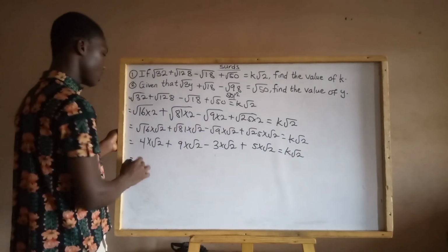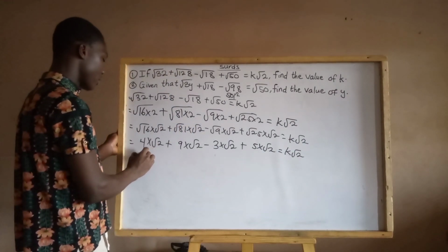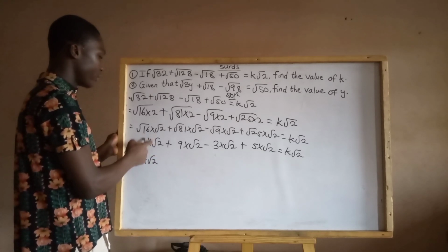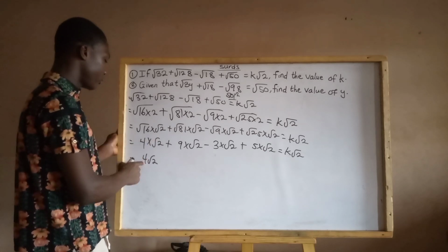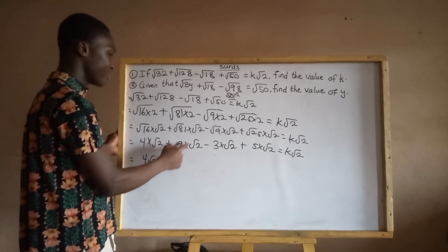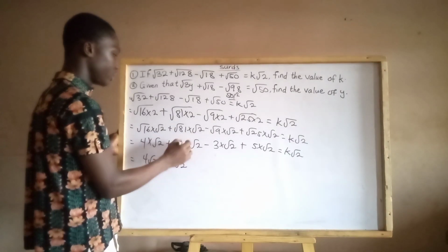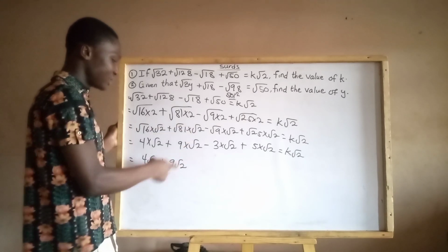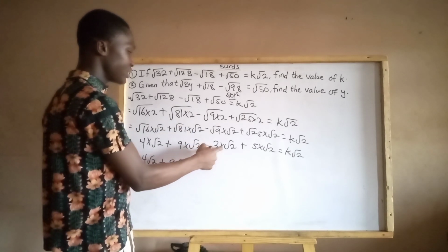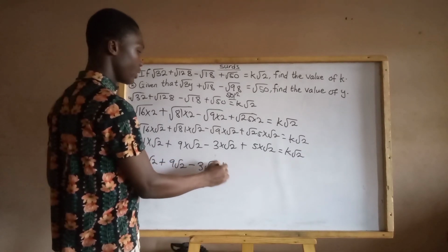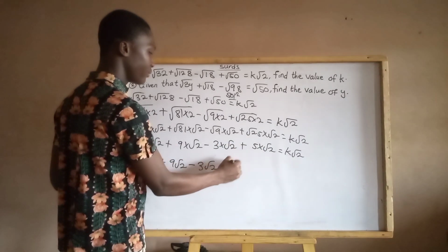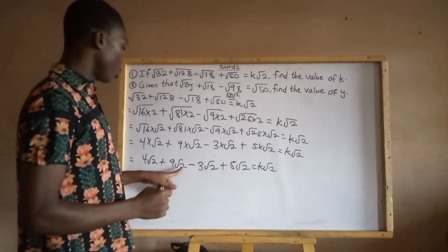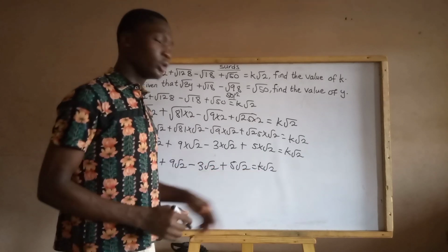So now here, we have 4 times root 2, which gives us 4 root 2. So this 4 multiplies this 1. There's a 1 in front of the root 2. So 4 times 1 gives 4 root 2. Plus 8 times 1 gives 8 root 2, because there's a 1 here, but we don't write 1 with a root. Minus 3 times 1 gives 3 root 2. Plus 5 times 1 gives 5 root 2 is equal to k root 2. So now we have root 2, root 2, root 2, root 2. So now we have a common root.